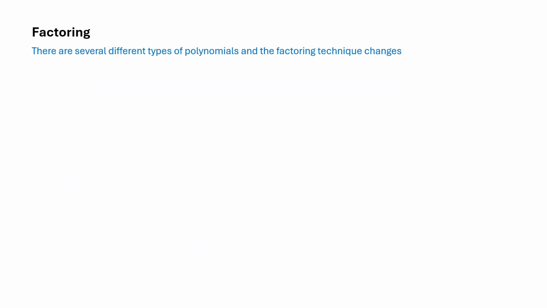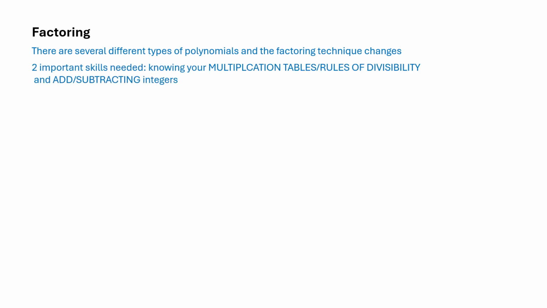There are several different types of polynomials, and the factoring technique changes. So 2 important skills needed: you need to know your multiplication tables, the rules of divisibility, and be able to add and subtract integers pretty well with the signs. So here's our first problem. We're going to start at the back and list the factors of that number, which is 77.